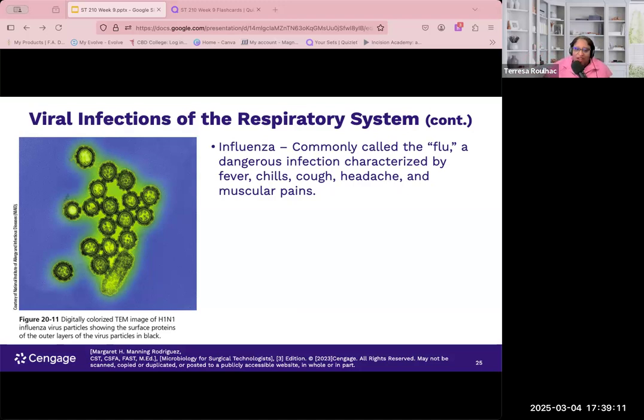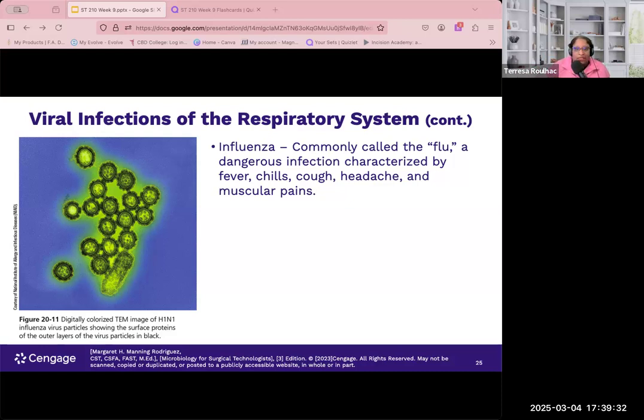Now, one thing we're going to talk about, the Spanish flu of 1918 infected about 500 million people, a third of the world's population at the time. It also resulted in an estimated 50 million deaths worldwide, with 675,000 deaths being here in the United States.